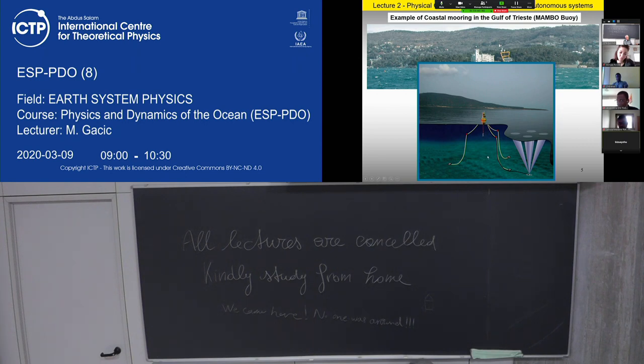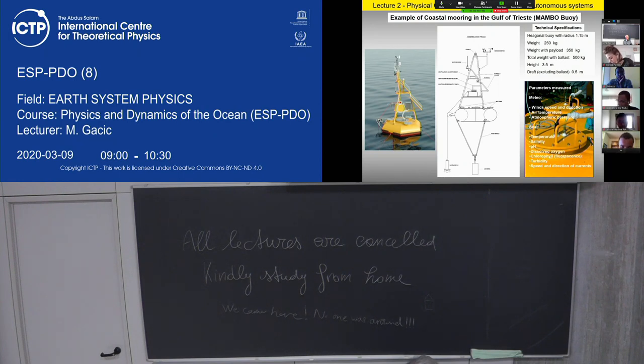But in this case, since the depth is only 30 meters, there is a profiling sensor which goes from the surface to the bottom, measuring temperature, salinity and chlorophyll every 3-4 hours. It depends how you program it. And then in addition, you have the current measurements next to the buoy, which are obtained with ADCP. This is right here, in front of Miramare. You might be able to see it if you go there and have a walk.